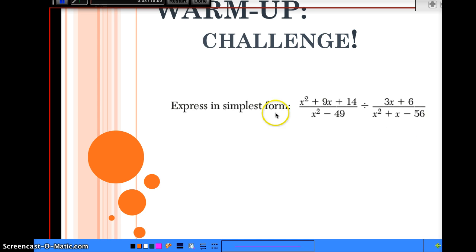Okay? Alright, first thing you need to understand is that division, anytime you have a fraction, no matter how complicated it is, you are going to have to change it to multiplication and take the reciprocal of the second fraction. So first flip the second fraction and change it to multiplication.